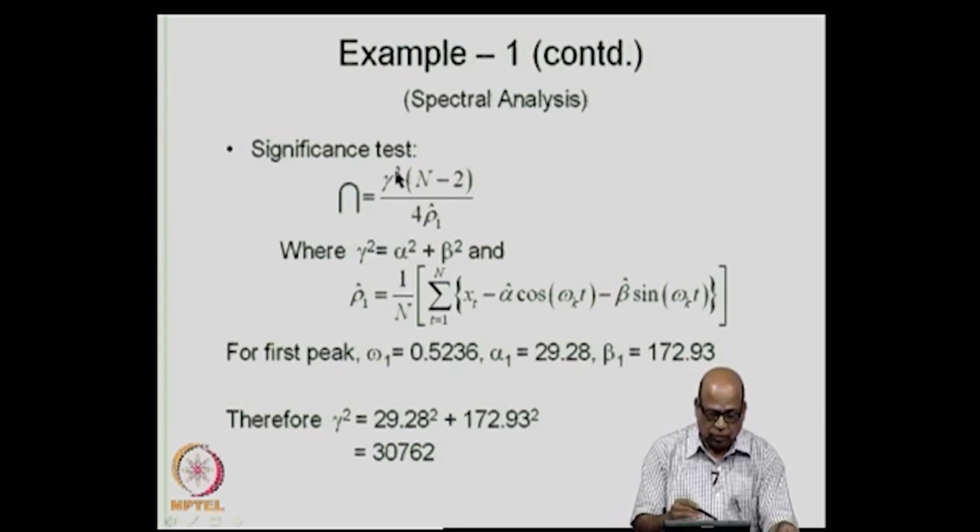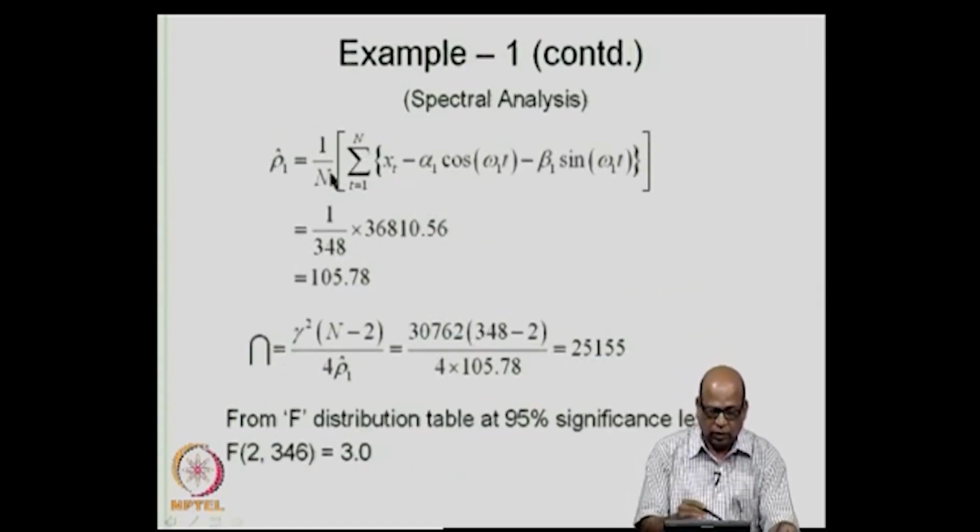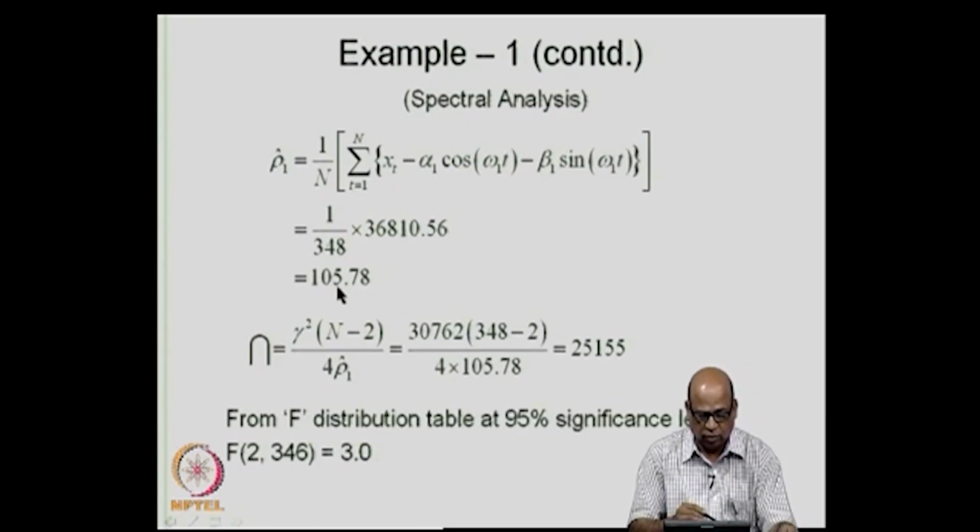So, gamma square here is simply alpha square plus beta square, which is equal to 30762, and rho 1 cap you estimate from this. So, rho 1 cap is equal to 1 by 348, and all of this term together will be 36810. So, it is 105.78, and from that you estimate this statistic, gamma square n minus 2 by 4 rho 1 cap. So, n is 348, and you will get 25,155.